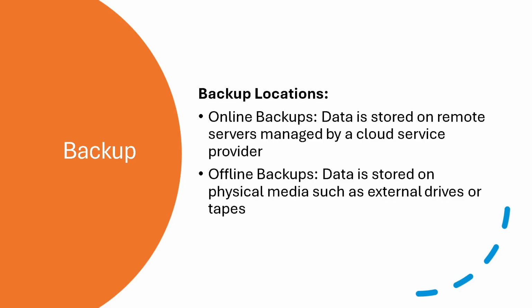Backup locations. A backup may be stored online, which is most likely a cloud storage service. Data is stored on remote servers managed by a cloud service provider and can be accessed from anywhere with an internet connection. For an offline backup, data is stored on physical media such as external drives or tapes. It offers protection from online threats and internet outages, but requires physical management and transportation for off-site storage.